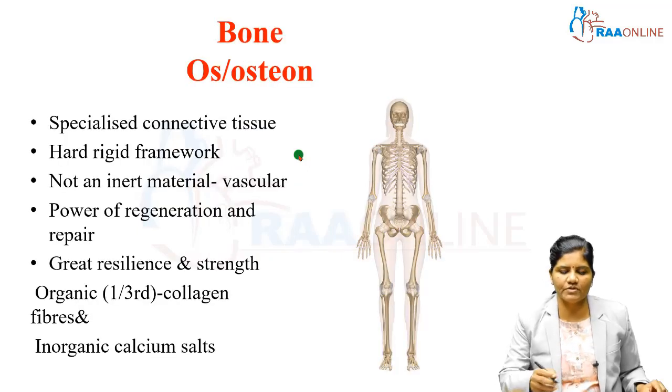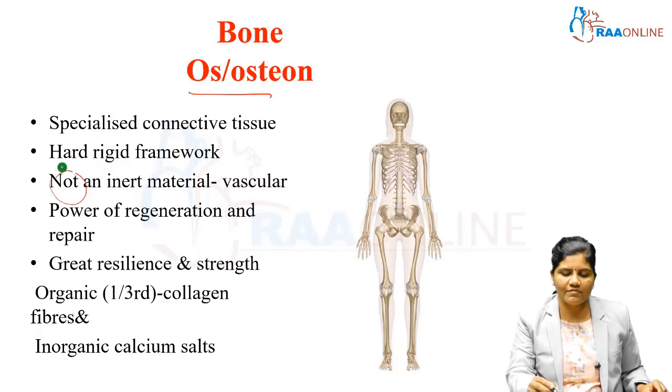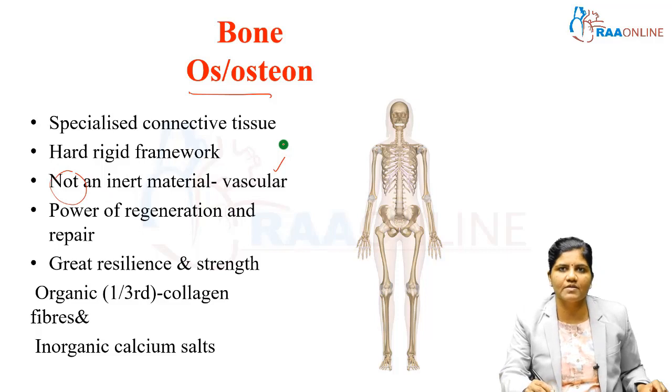Bone is otherwise known as osteon or os. It is a specialized connective tissue. It gives a rigid, hard framework to our body. Actually, it is not an inert material. It is highly vascular as well as richly supplied by nerves and lymphatics. It has the power of regeneration and repair. It gives great resilience as well as strength to our body.